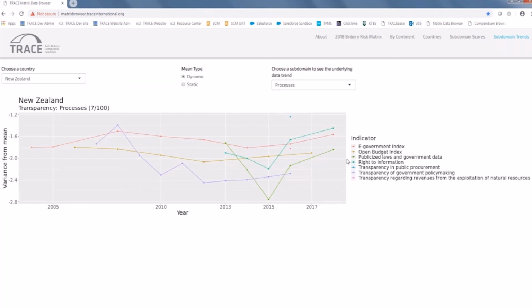What those changes mean and how they will affect your compliance efforts, that is for you to decide, but we here at TRACE hope that you find the Bribery Risk Matrix to be useful in informing your efforts, and that you find the Matrix data browser an informative and even a fun way to really come to understand that data a lot better for yourself.